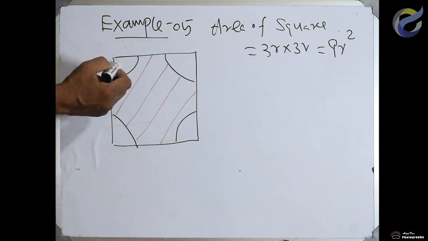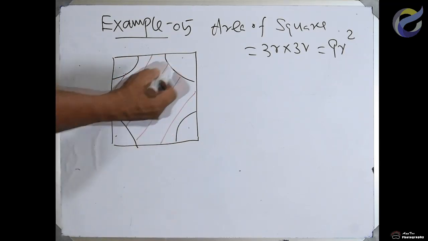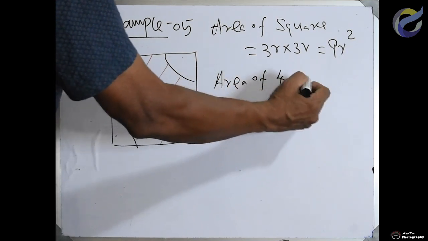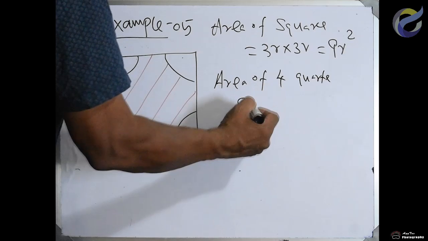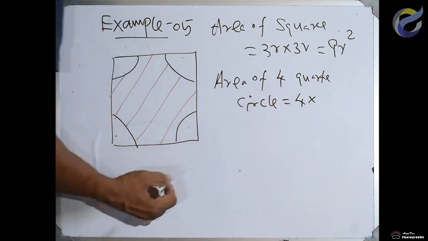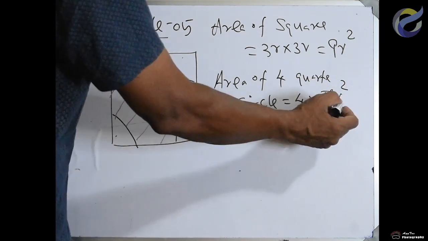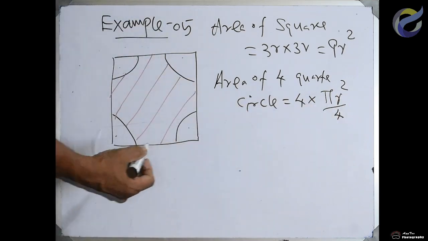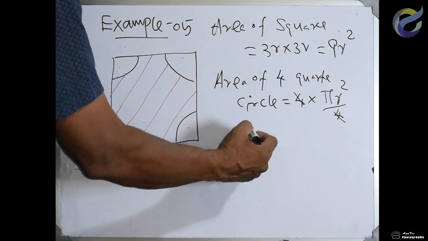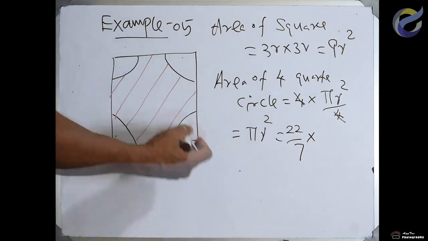Now I am going to find separately the area of the 4 quarter circles. Then 4 times a complete circle, one total circle, pi r square. The quarter means we have to divide by 4. So these two we can simplify, then simply pi r square, that is 22 upon 7 into r square.